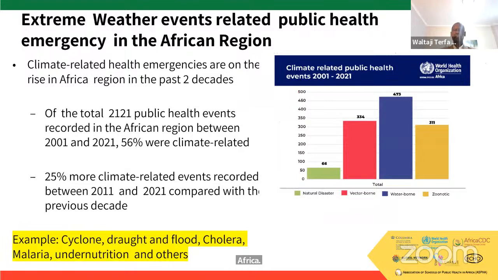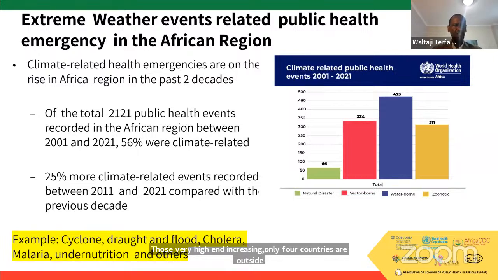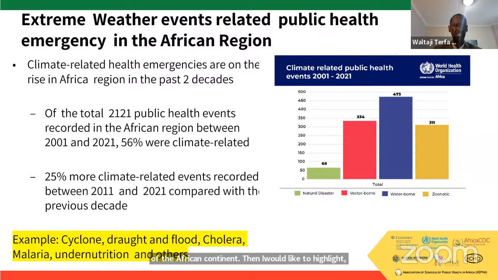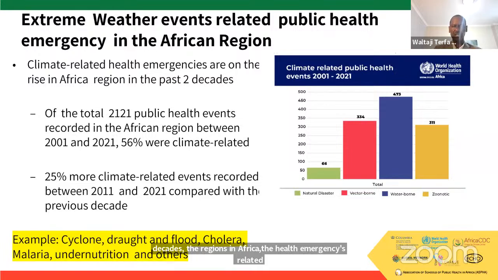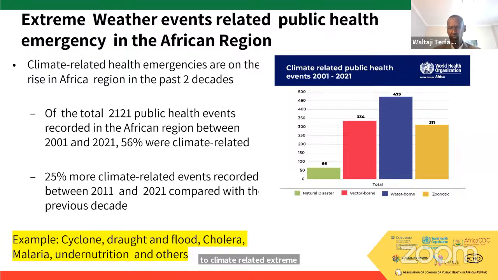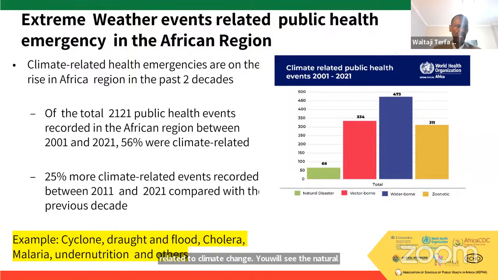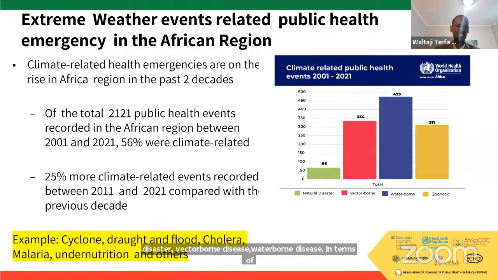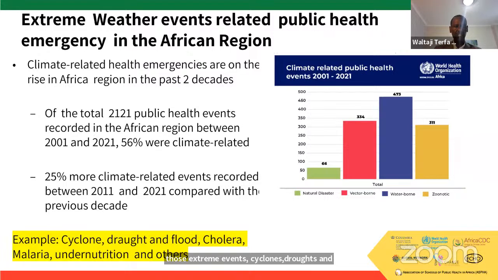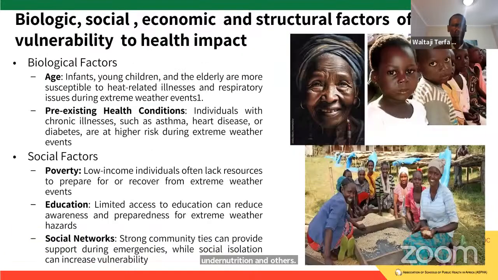Then I would like to highlight the overall impact during the last 2 decades. In the African region, 56% of the health emergencies are related to climate-related extreme weather events. You will see the natural disasters, vector-borne disease, waterborne disease, and zoonotics. In terms of extreme events, cyclone, drought, flood; in terms of epidemics, cholera, malaria, and undernutrition, and others. The cyclone is common, following the extreme weather event. After those, you will see cholera, diarrhea, malaria, and undernutrition.